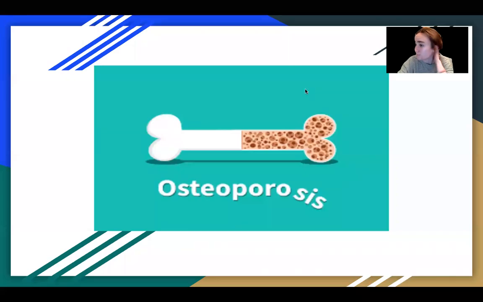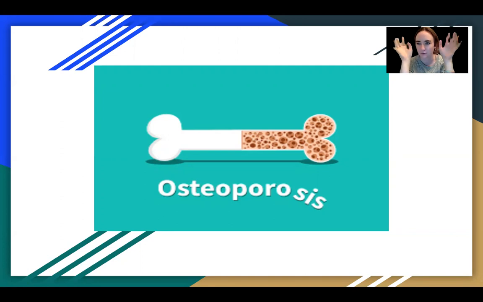Okay, so my pathology is osteoporosis. Oh, I just made the background black just so it's not as distracting, I guess. I hope that's okay. But so, the pathology is osteoporosis.